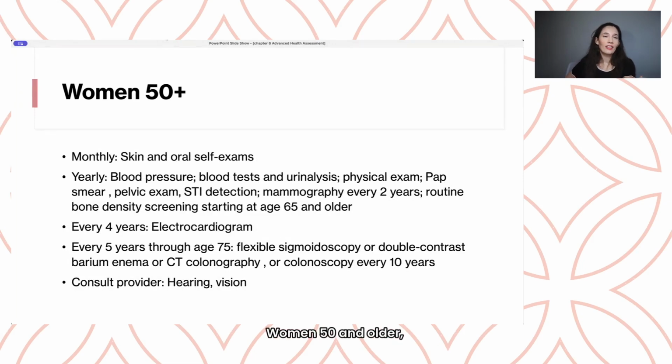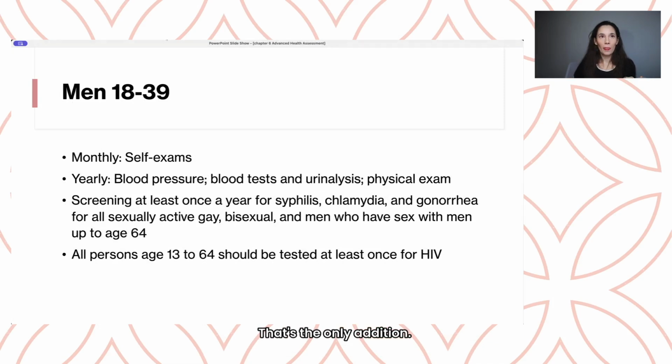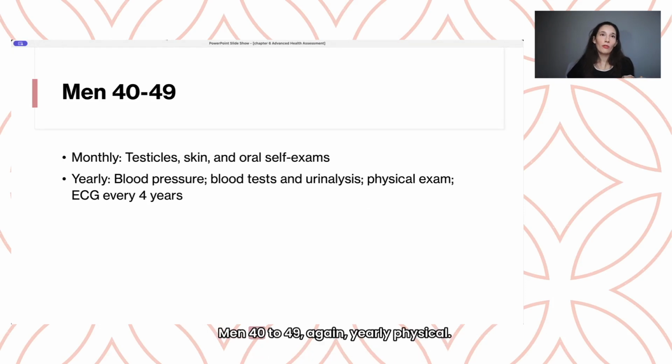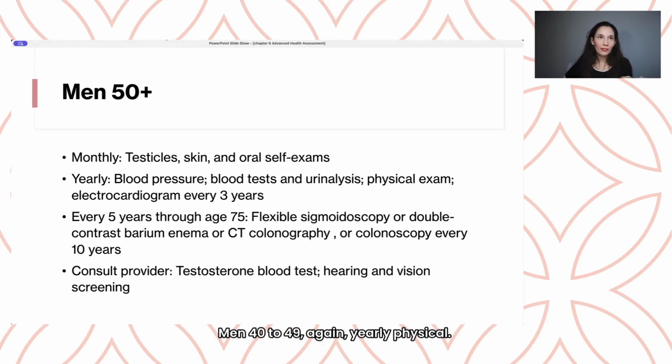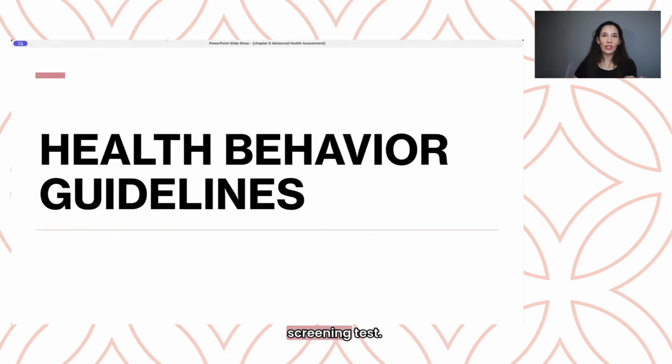Women 50 and older, so every 5 years, they should be getting a flexible sigmoidoscopy, and getting a hearing and vision test. That's the only addition. Men 18 to 39 doing their yearly physical, getting tested for STDs, and having at least one HIV test. Men 40 to 49, again, yearly physical. 50 plus, they should, same as women, be getting that colonoscopy, but they can also get a testosterone test and then a hearing and vision screening test.